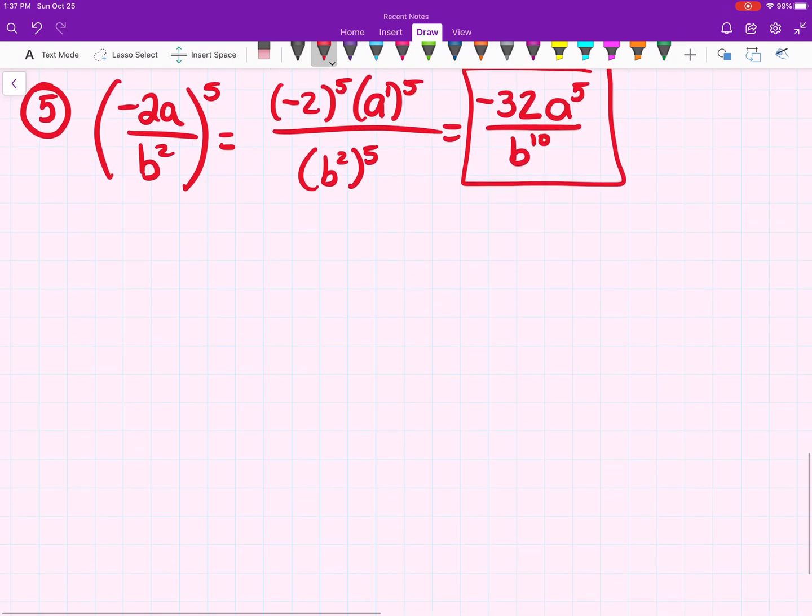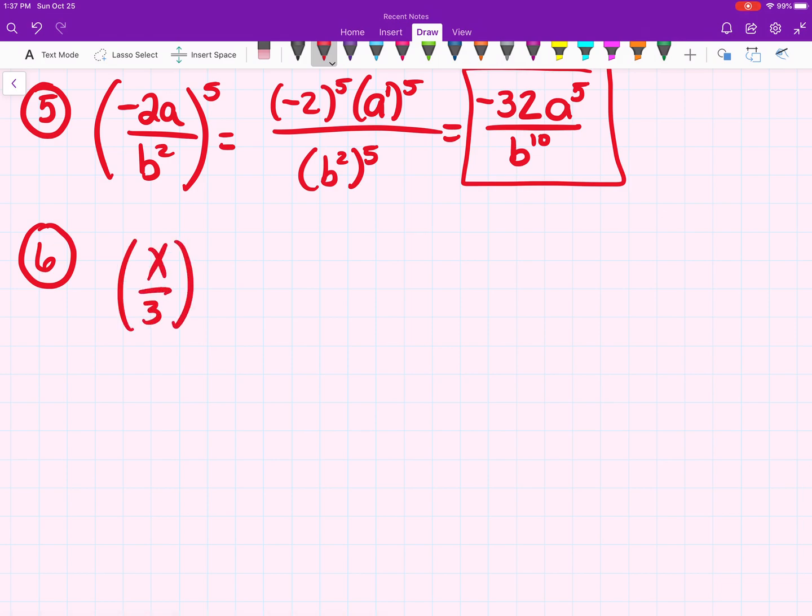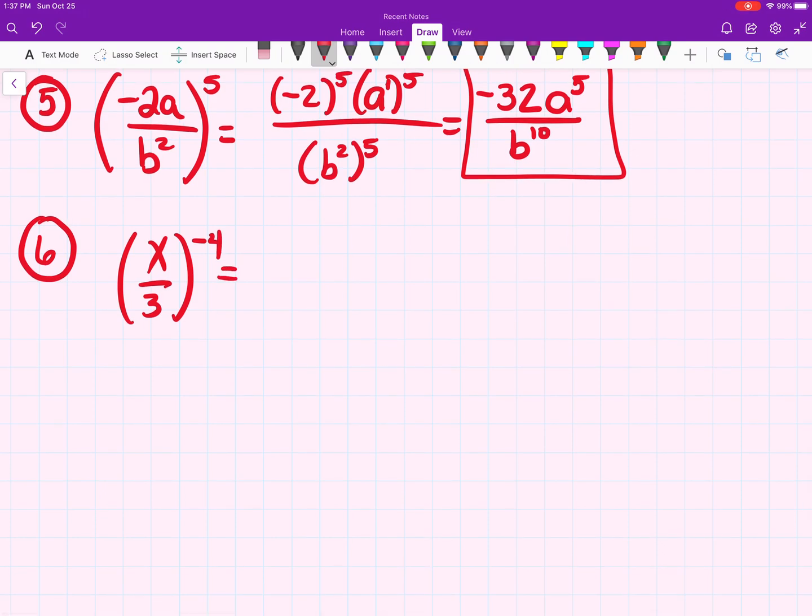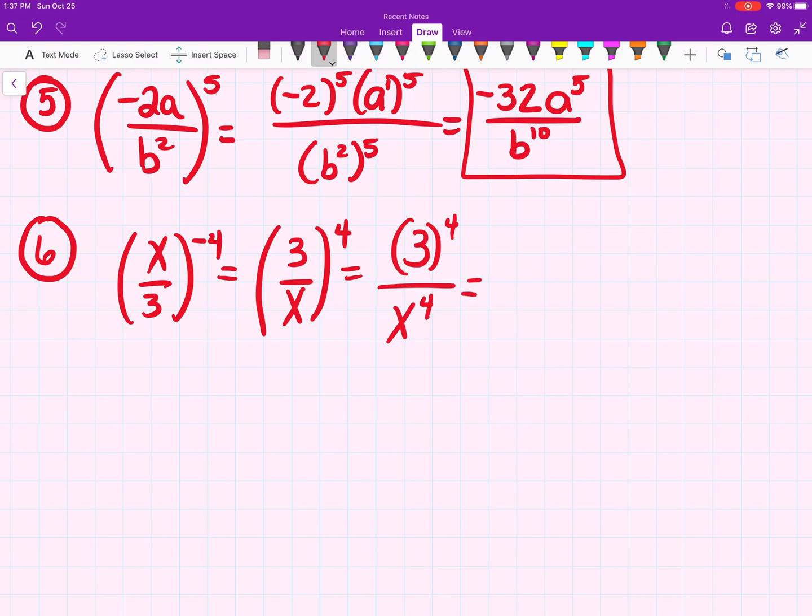Number 6. There's a couple ways to do number 6. I'll show you one way. x to the 3rd to the negative 4th. If you want to get rid of the negative right away, that negative means we really are dealing with the reciprocal, so we flip it over. Whoops, that's not right. Flipping it over would put an x in the denominator, and then we can just raise it to a positive power. So that would be 3 to the 4th over x to the 4th, and 3 to the 4th is 3 times 3 is 9, times 3 is 27, times 3 is 81, over x to the 4th.